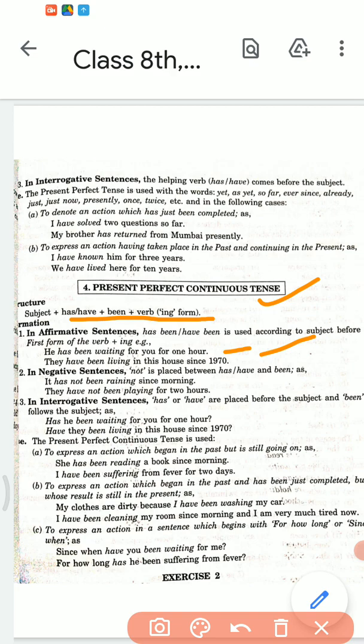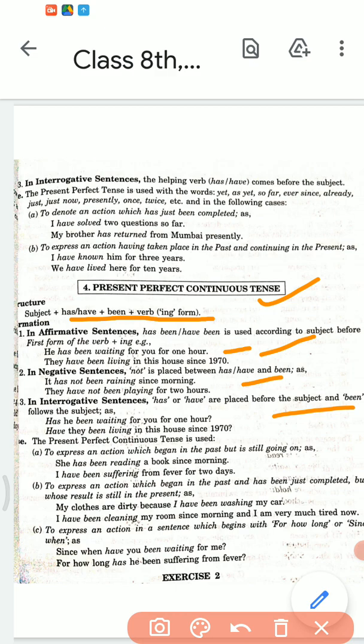In negative sentences, not is placed between has or have and been. Like, it has not been raining since morning. They have not been playing for 2 hours. In interrogative sentences, has or have is placed before the subject and been follows the subject. For example, has he been waiting for you for 1 hour? Have they been living in this house since 1970?